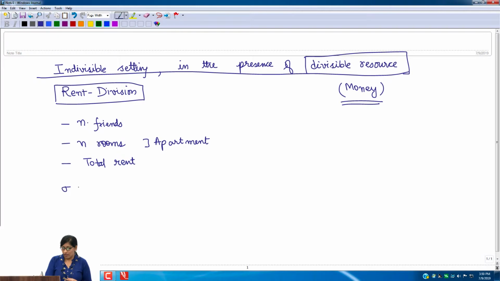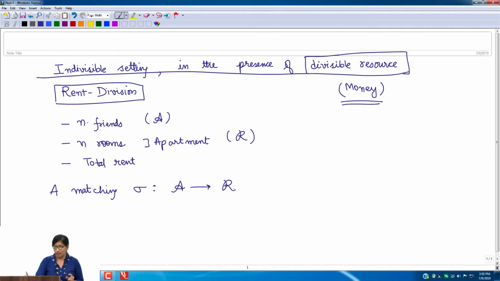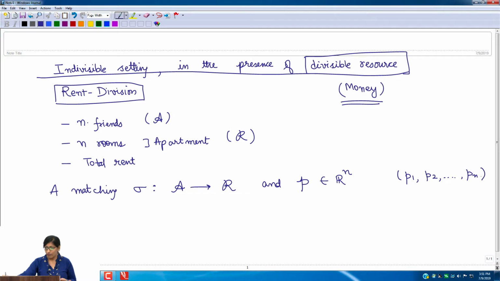Let's say we have a set of these n agents denoted by A, a set of these rooms denoted by curly R, and I want to come up with a matching or an assignment sigma from this set of agents A to the set of rooms. Coupled with this matching, I also need to come up with a price vector P, which must reside in R^n because it's the price of all the rooms, P1, P2 till Pn, such that I achieve envy freeness again.